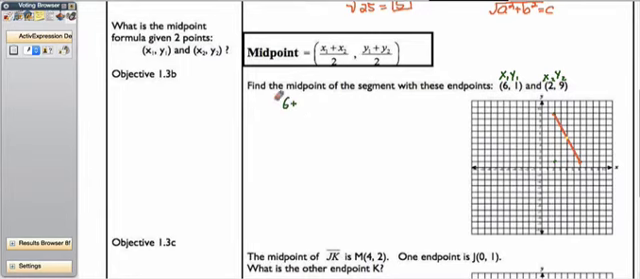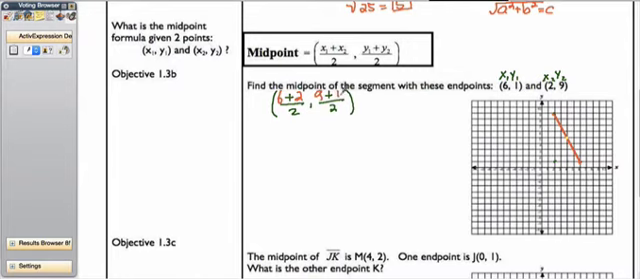I like to do the skeleton first. I'm going to add my x's together. I'm going to add my y's together. And that's going to give me a point as opposed to a distance, which I found last time. So here we go. If I'm finding a midpoint, I need to find an x and a y of that point. So now I'm going to plug in my x's, doesn't matter the order, 6 plus 2. And I'm going to plug in my y's, 9 plus 1.